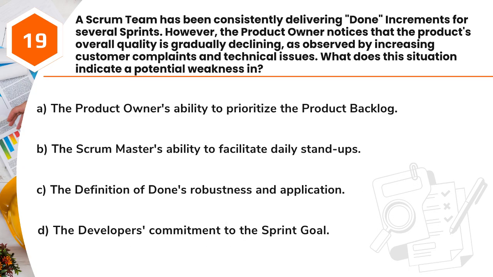Question 19. A Scrum team has been consistently delivering done increments for several sprints. However, the product owner notices that the product's overall quality is gradually declining, as observed by increasing customer complaints and technical issues. What does this situation indicate a potential weakness in? A. The product owner's ability to prioritize the product backlog. B. The Scrum Master's ability to facilitate daily stand-ups. C. The definition of done's robustness and application. D. The developer's commitment to the sprint goal.